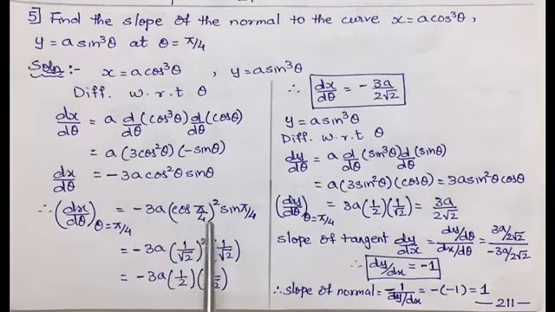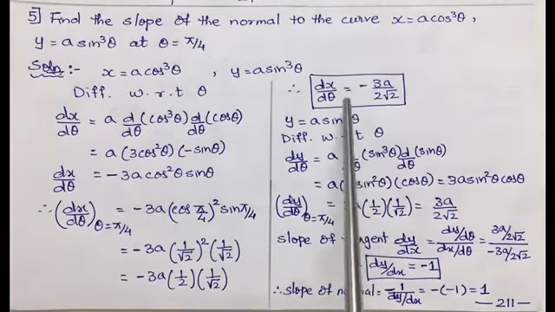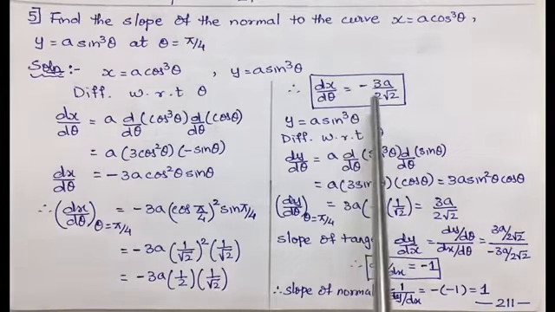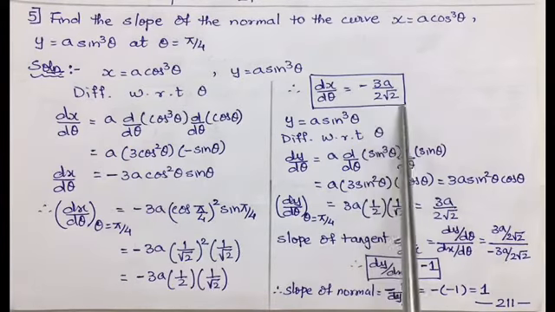Now cos pi by 4 is 1 upon root 2 whole square. Sin pi by 4 is 1 upon root 2. So it becomes minus 3a, 1 upon root 2 square makes it 1 upon 2, and into 1 upon root 2. So the value of dx by d theta becomes minus 3a upon 2 root 2.